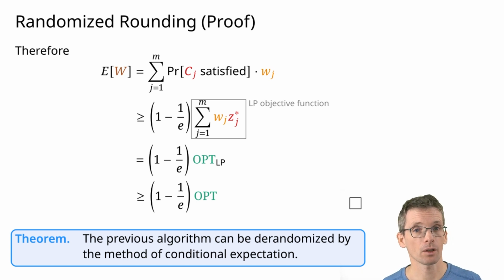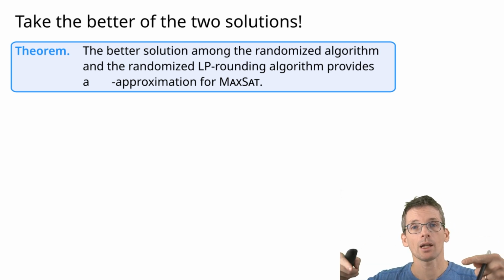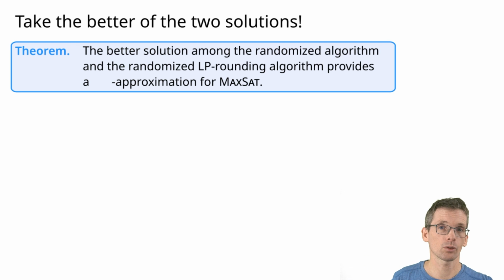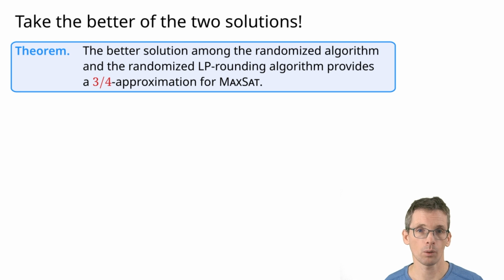In the final part of the video, we're going to see how to combine both algorithms to get an even better approximation factor. Yeah, so, and the combination is very simple. We're just going to run both algorithms and take the one that gives us a better solution. And this will give us a 3/4 approximation. We prove this by a probabilistic argument.